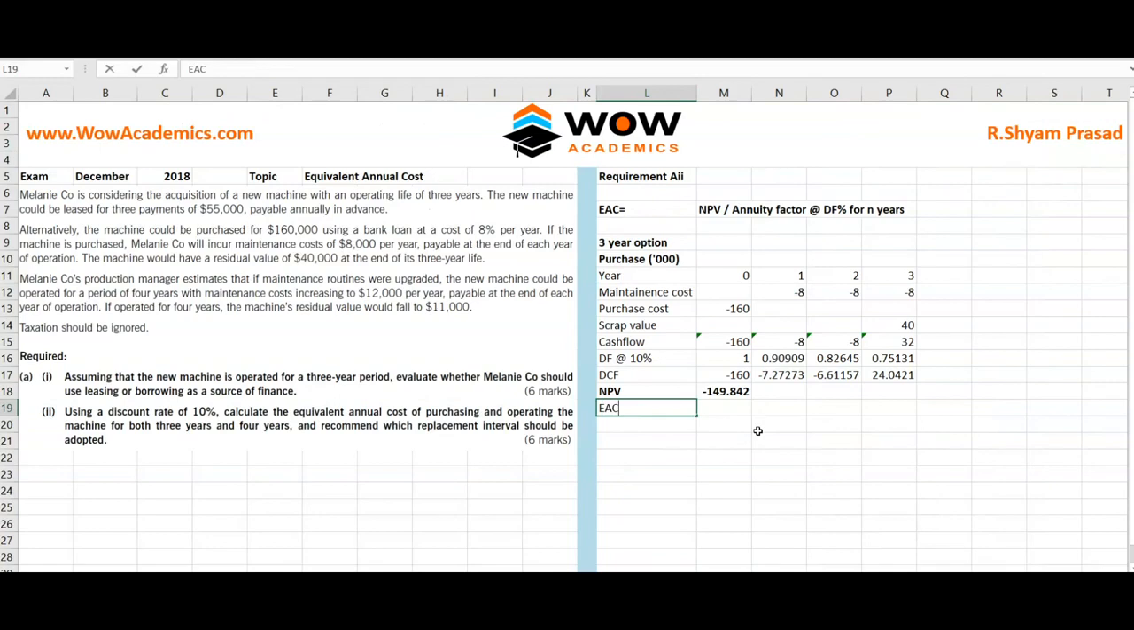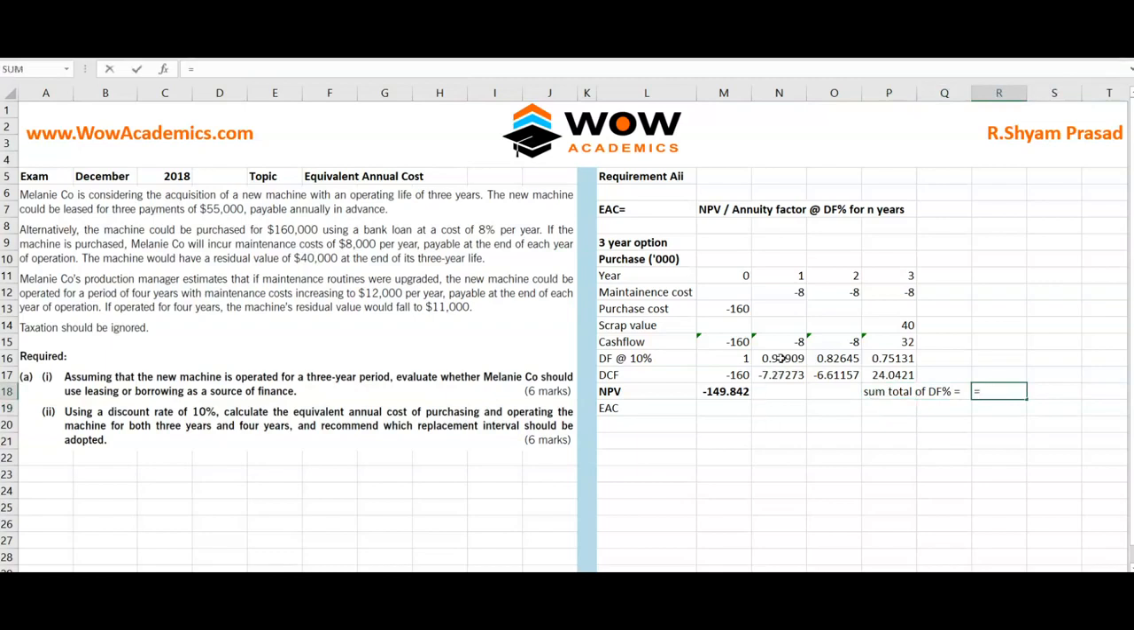We have one more step, that is the equivalent annual cost. The formula is NPV divided by the sum total of all the discount factors. So first we'll get the sum total of all the discount factors, the sum total of discount factor percentage. So we have to work out that number.